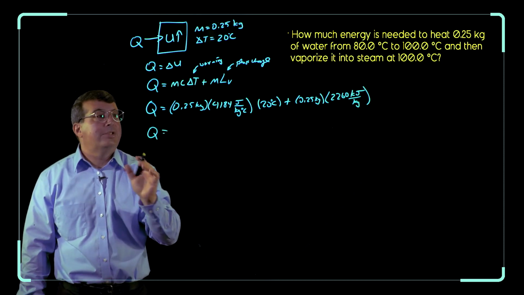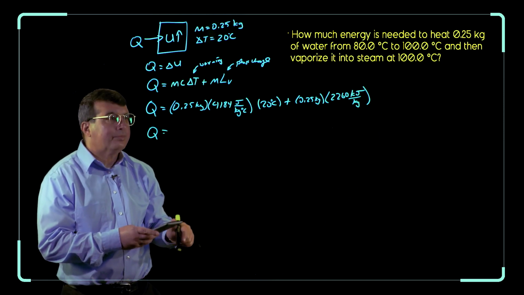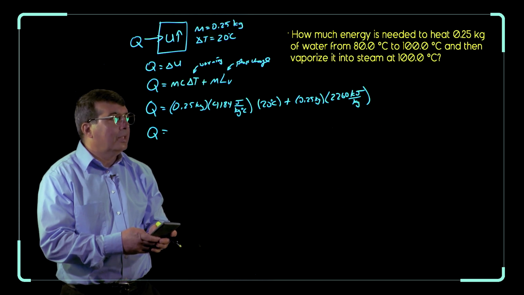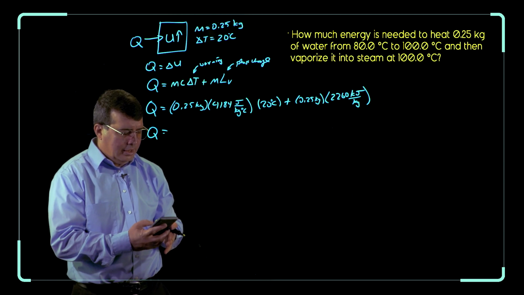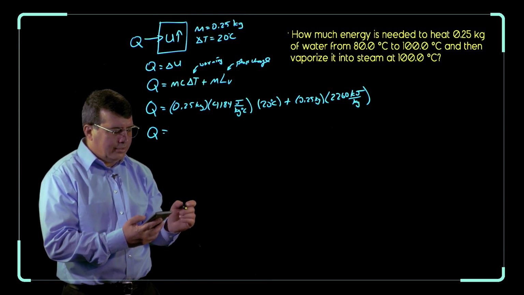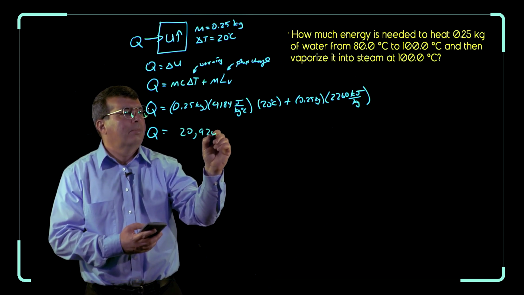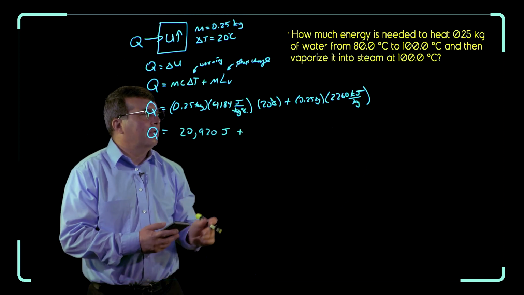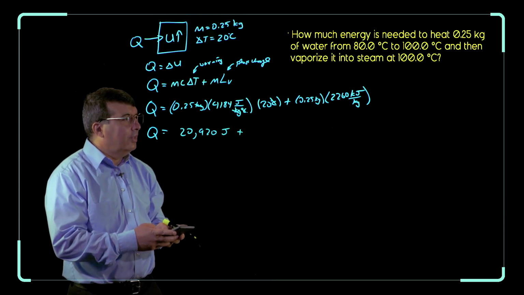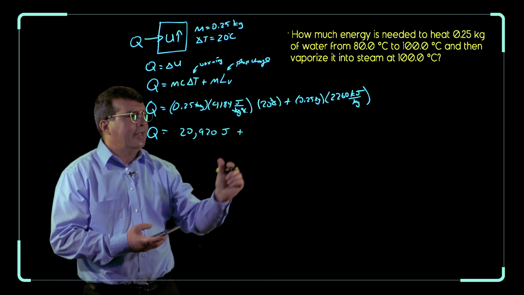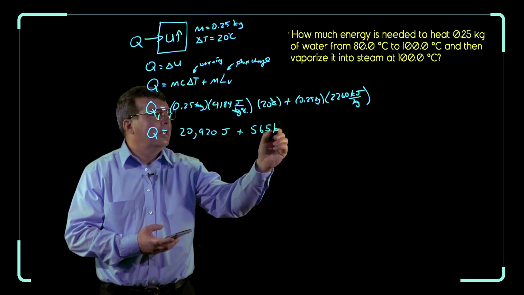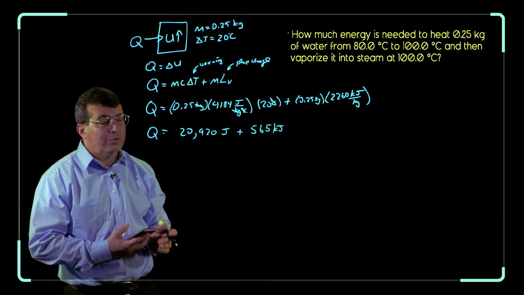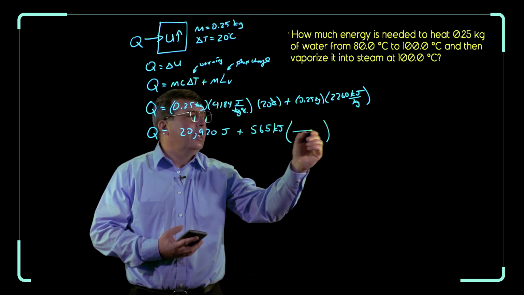So we're going to have to be very careful with our units. Okay, so let's work this out, and we're going to keep these two terms separate. Okay, that's 0.25 times 4184 times 20. That is 20,920. My kilograms cancel out, my degree C cancel out, and this is in joules. And then over here, I have 0.25 times 2260, and that's 565 kilojoules. Notice here we have joules and here we have kilojoules, so we have to be careful. We're going to have to convert these kilojoules into joules before we add these two terms together.